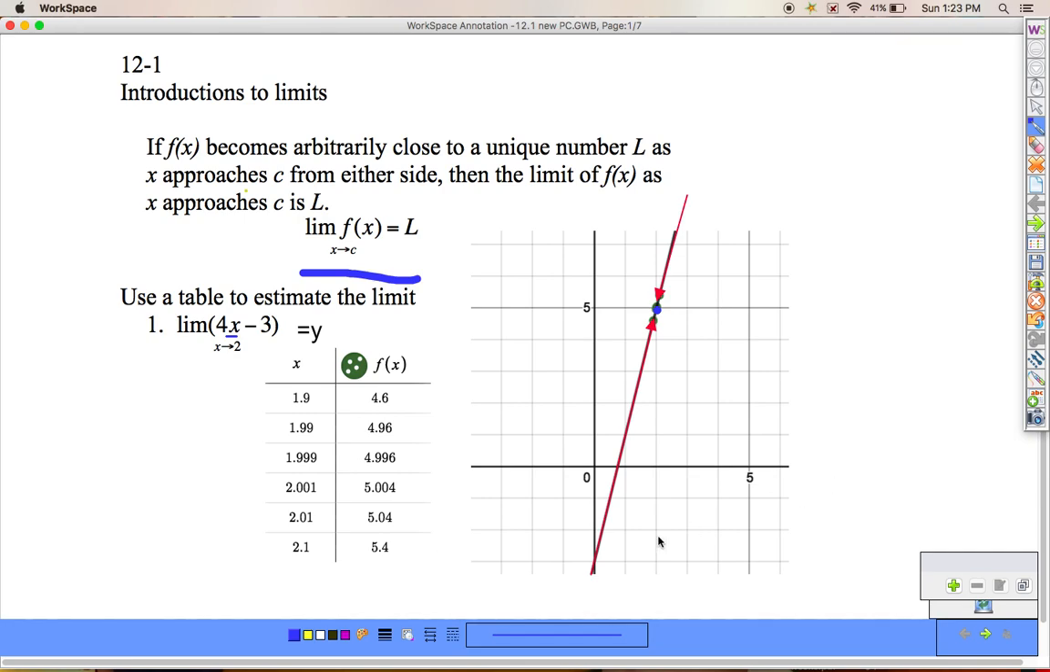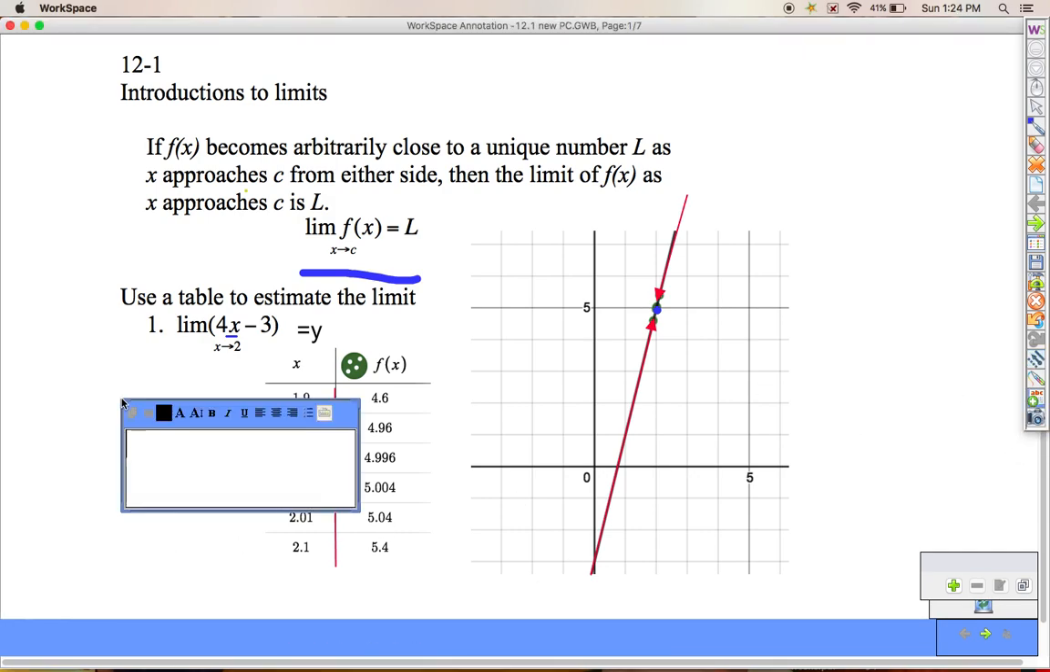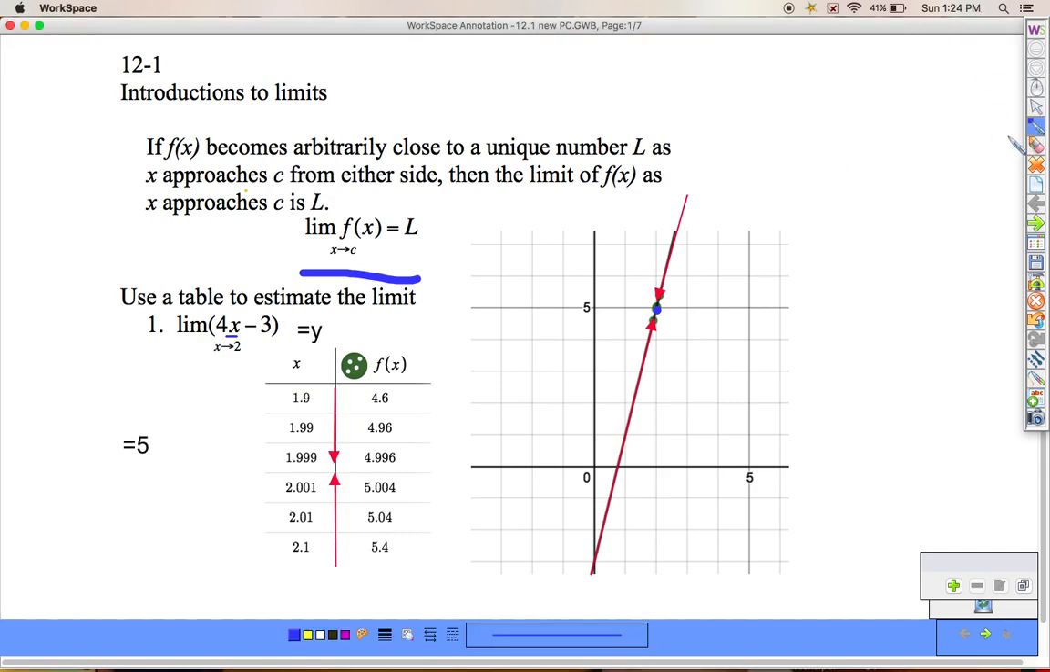So as I am going from both directions towards that value 2, what value of y is my graph getting close to? We're going to say it's 5, and that would be my answer. So the limit of 4x minus 3 as x approaches 2, as I keep getting closer and closer to 2 from both sides, my y values are getting closer and closer to 5.